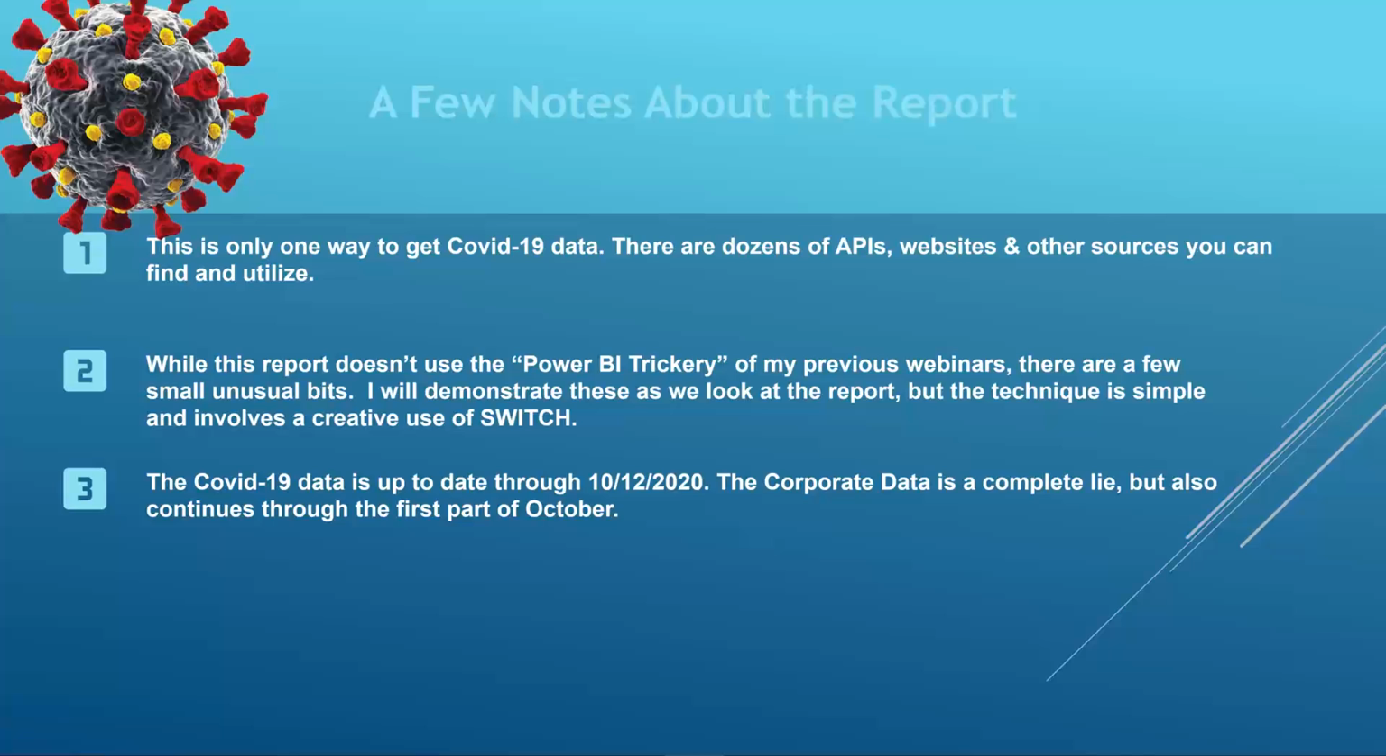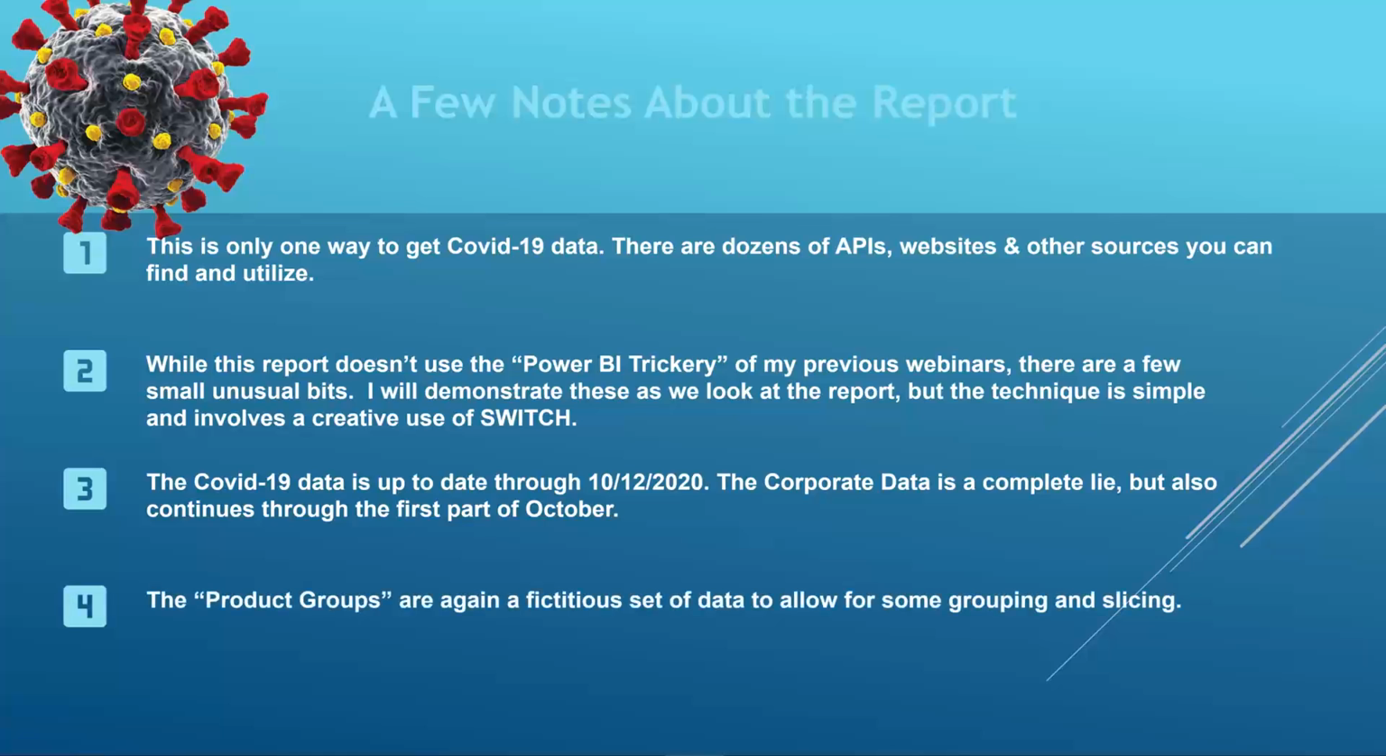This COVID data is up until yesterday. And as I said before, the corporate data is a lie, but it does continue through, I think, a couple days ago. The product groups are, again, a fictitious set of data. And so if they seem a little bit odd, they were also being made up on the fly. But they do allow you to do grouping and slicing as you want.